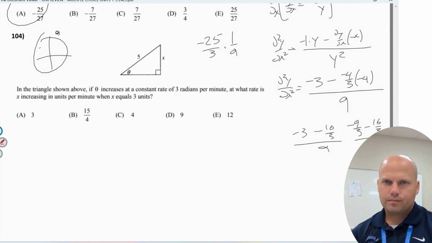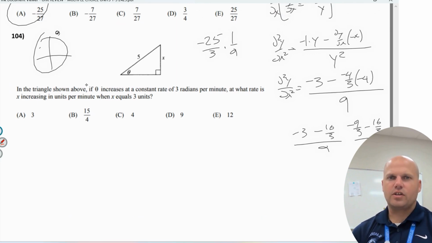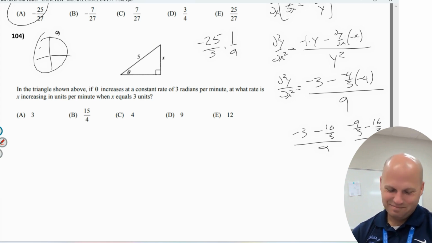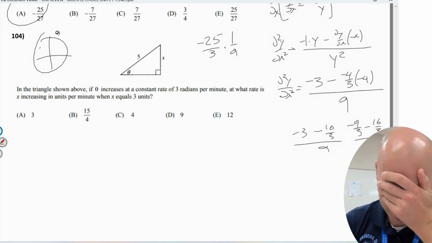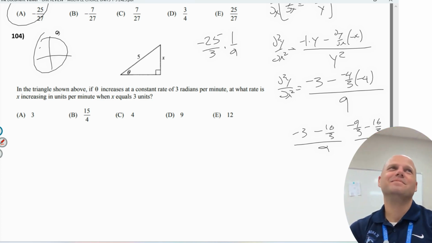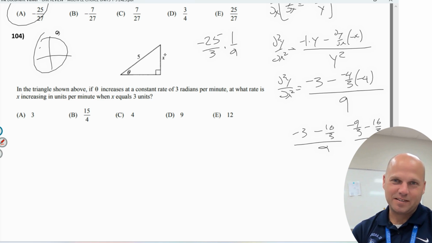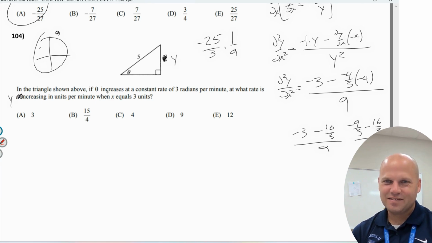All right. Theta is increasing at a constant rate of 3 radians per minute. At what rate is x increasing? But x is a y. Sorry. I'm really sorry. I feel like I've made too many videos this semester. But x is a y. Oh gosh. Oh man.